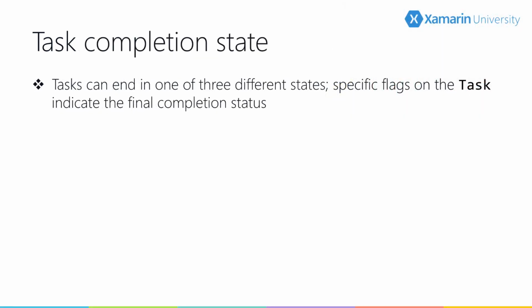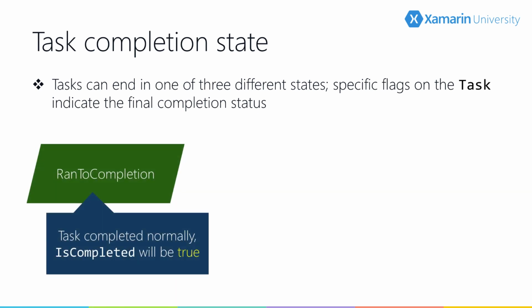If you remember, then our task had some properties, and one of them was called Status. Status indicates what is currently going on with our task, and then there are these Is properties where we can figure out, is it completed? Did it error? What happened?